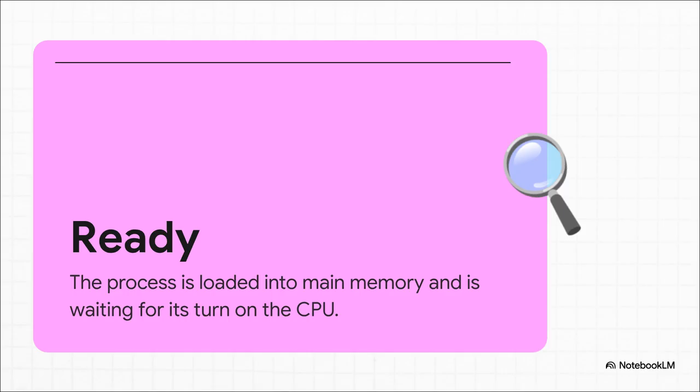Next is ready, and this one is so important. A process in the ready state is fully loaded into memory. It has everything it needs to go. It's just sitting in line waiting for its turn on the CPU. Think of it like a sprinter, down in the starting blocks, muscles coiled, just waiting for the starting pistol.